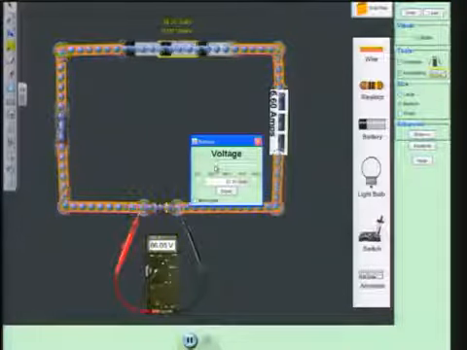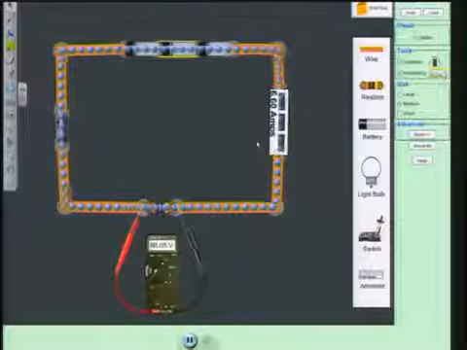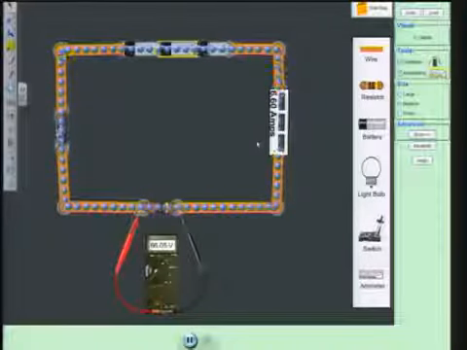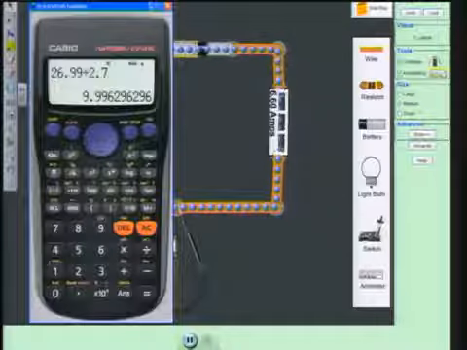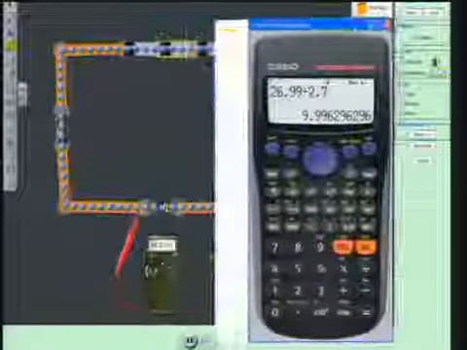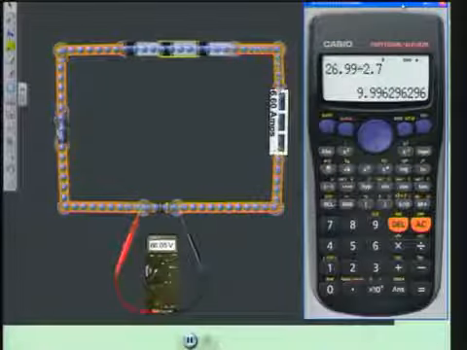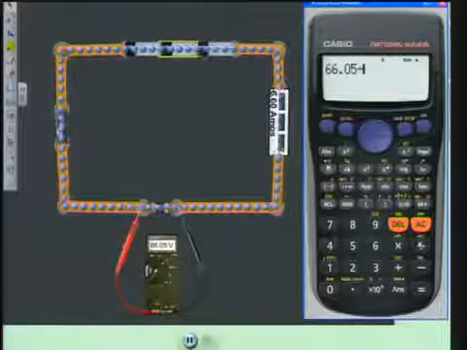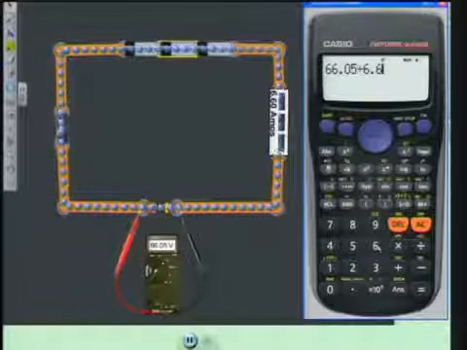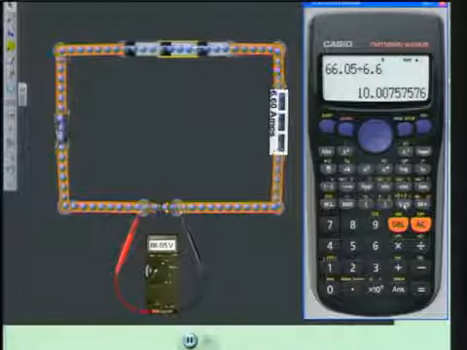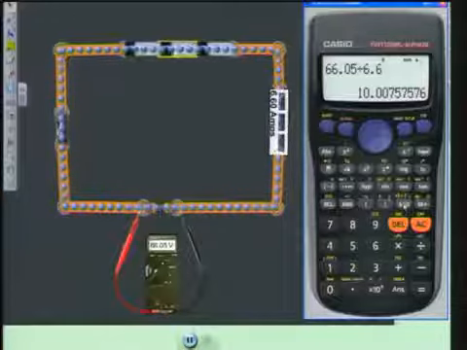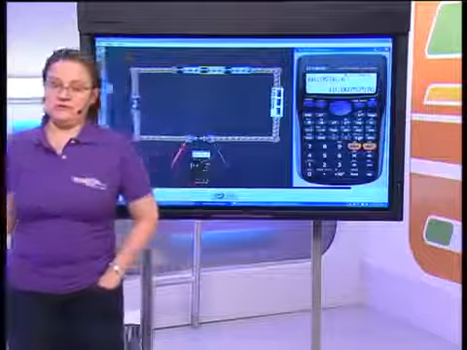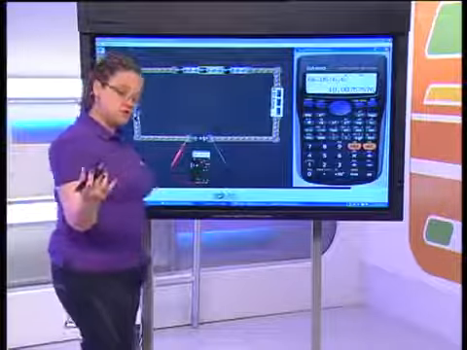So we've got 6.60 and 66.05. Now, if I go back to my calculator, because I actually do want to show you this. So let's put it over here, and we're going to go voltage, which is 66.05, divide by 6.6, gives me 10.007.